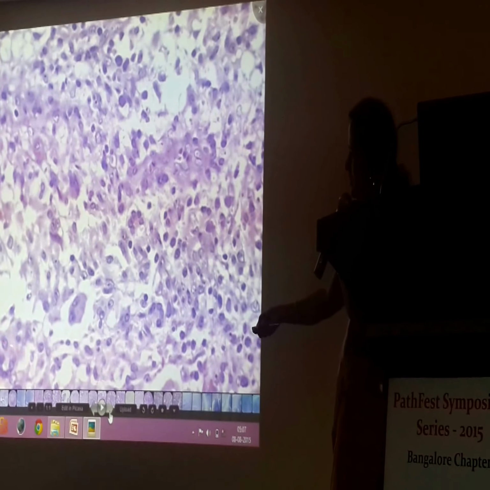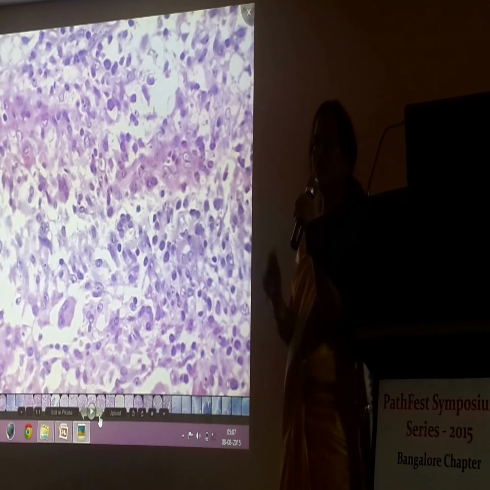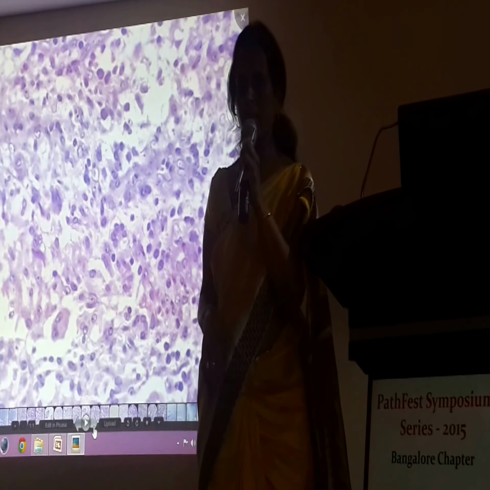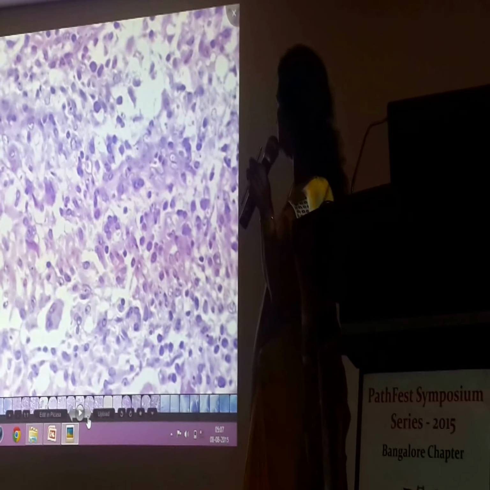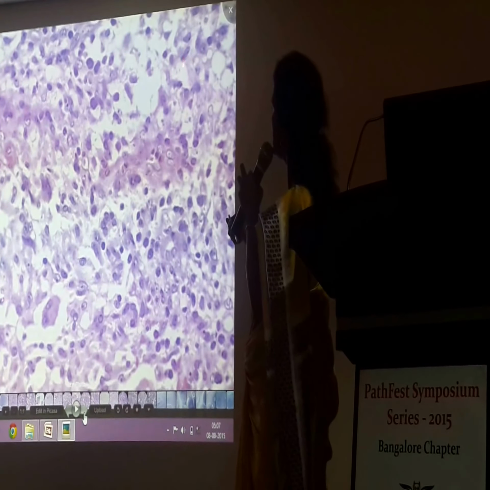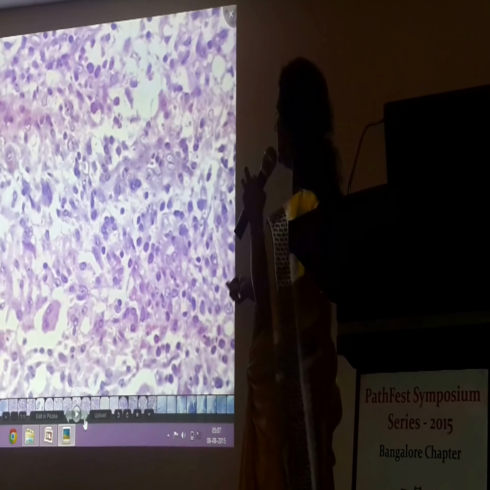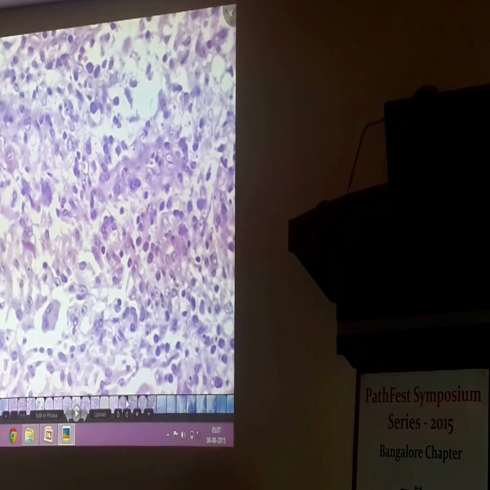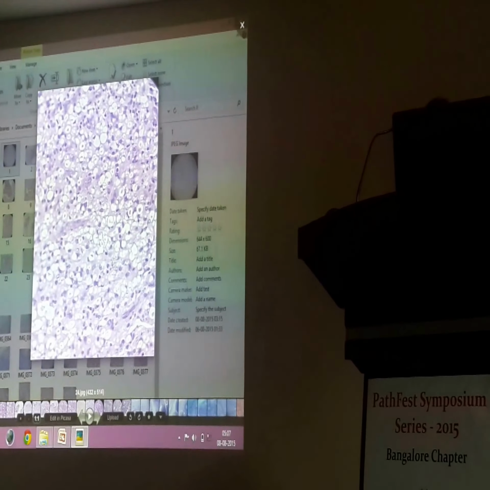What is this? Giant. What type of giant cell is it here? Typically, look at this nucleus. Epithelioid. Okay? We look at the images of the histiocytes again.